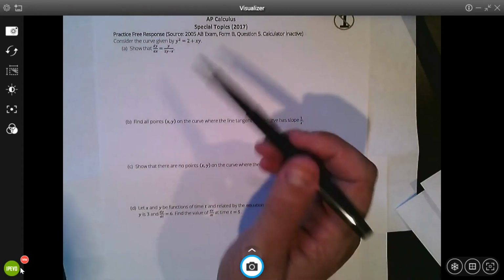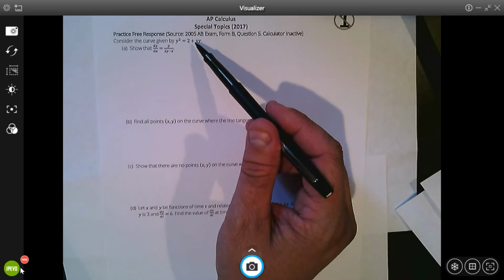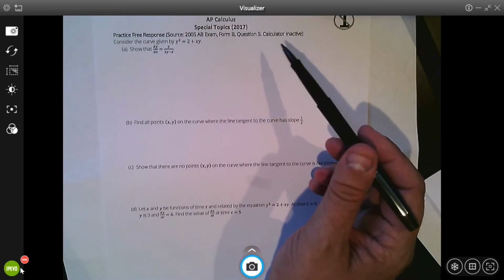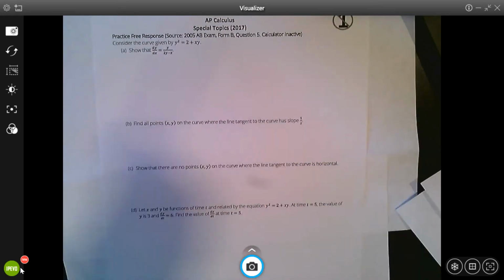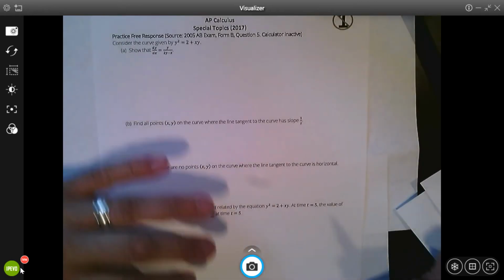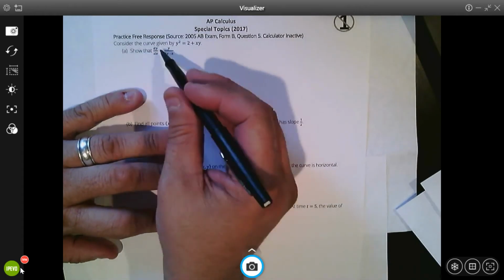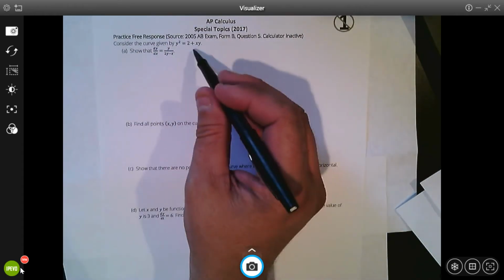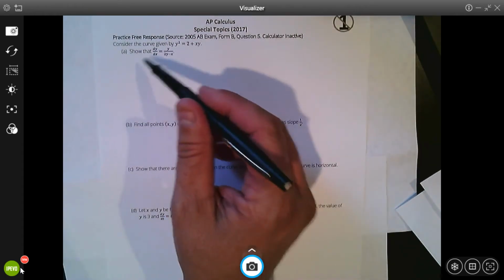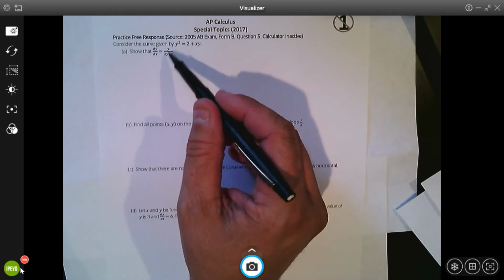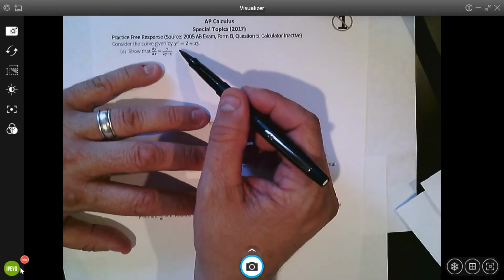Okay, so this was on the 2005 AP exam, question number 5, calculator inactive. And I'd say this is a pretty typical question with a couple of tricky parts thrown in. Consider the curve given by y squared equals 2 plus xy. I want to show that the derivative is equal to y over 2y minus x.